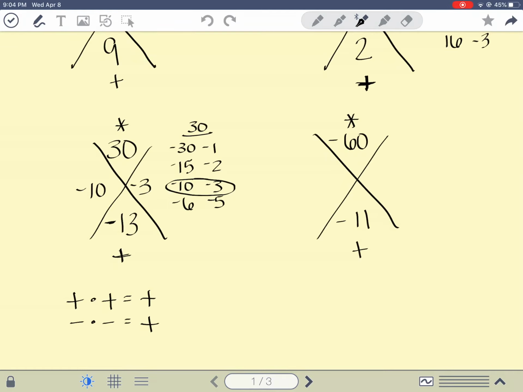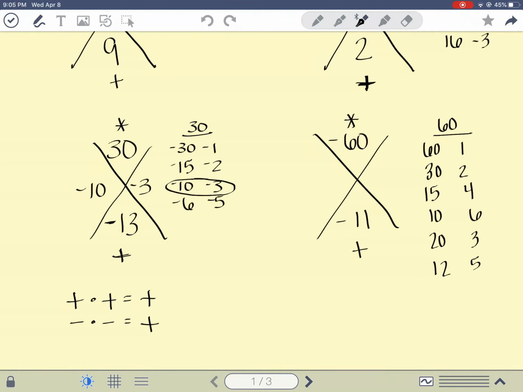And then our last one over here, multiplying to a negative 60 and adding to a negative 11. So let's look at our factors of 60. We have 60 and 1, 30 and 2, 15 and 4. Let's see, 10 and 6, 20 and 3.